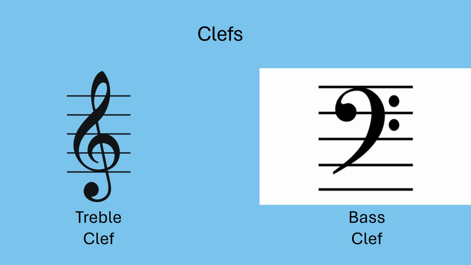You can find out where these note pitches are placed on the stave by looking at the clef, which is a musical symbol placed at the start of a line of sheet music to assign different pitches to each line and space. Clefs are important because they allow musicians to write music for all kinds of instruments that have different ranges.